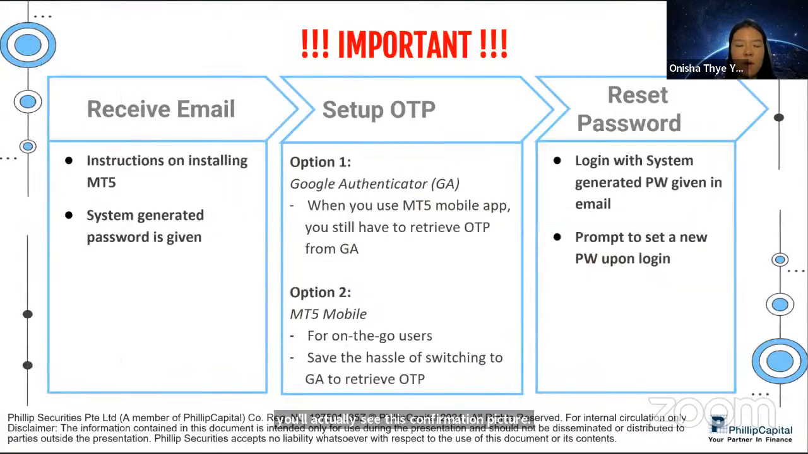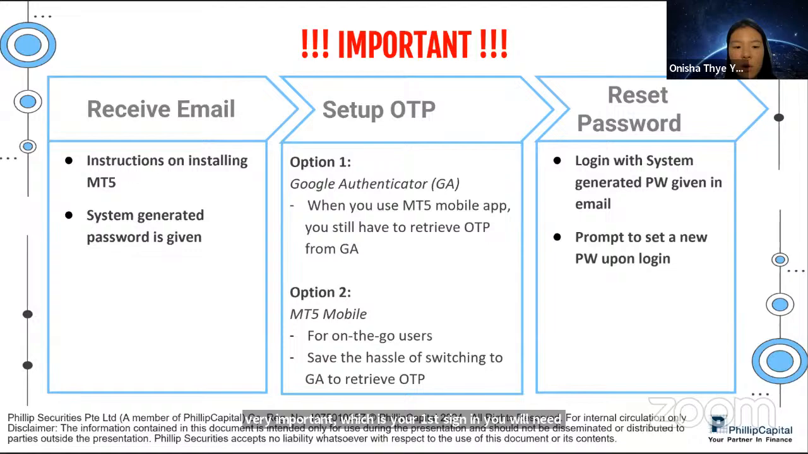So this is very, very important for those who want to open an actual MT5 account. After you register, you will receive an email with instructions on installing the MT5, and there's also a system-generated password. Okay, the most important thing is that nowadays there are quite a lot of scams going around. So that's why MT5 has enhanced security, which is an OTP. You can have two options: either you set up Google Authenticator or the MT5 mobile. This is very important: on your first login, you will need to set up this OTP.